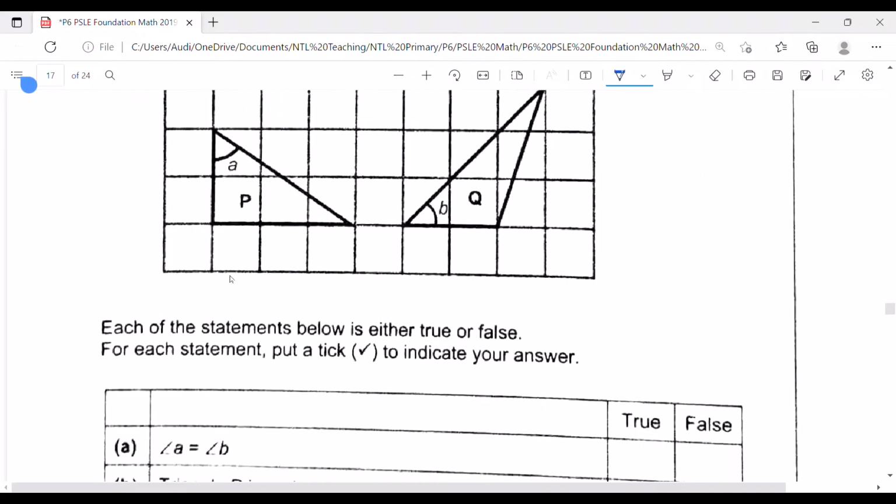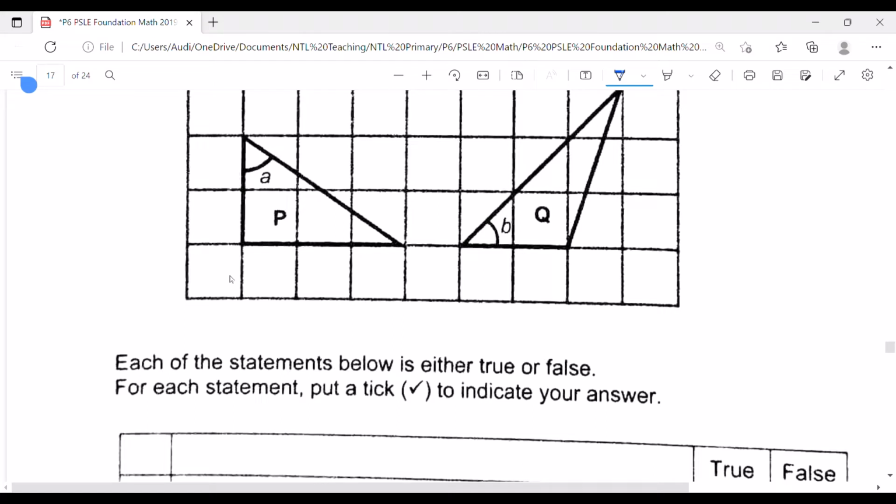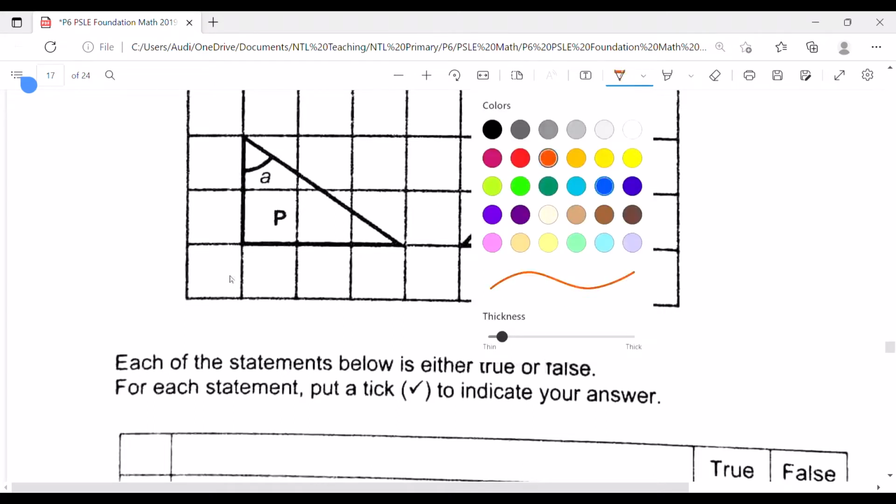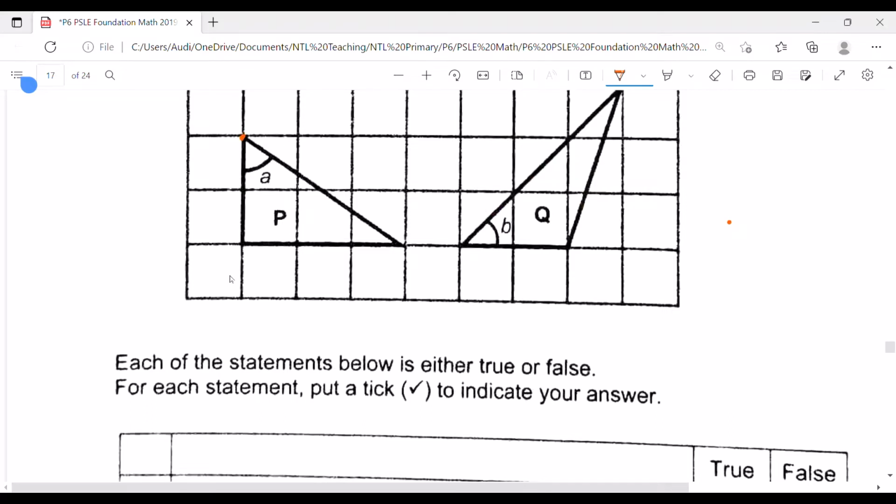Okay, let's look at angle A. Now you would have your protractor with you. What you can do is just measure, use your protractor and measure angle A, right? That's the easiest way. And then you measure angle B. And then you can see for yourself whether the angles are the same. Now, if you don't have your protractor with you, and you should always have your protractor with you during the exam. But if you don't, what do you do? Another way is to look at this.